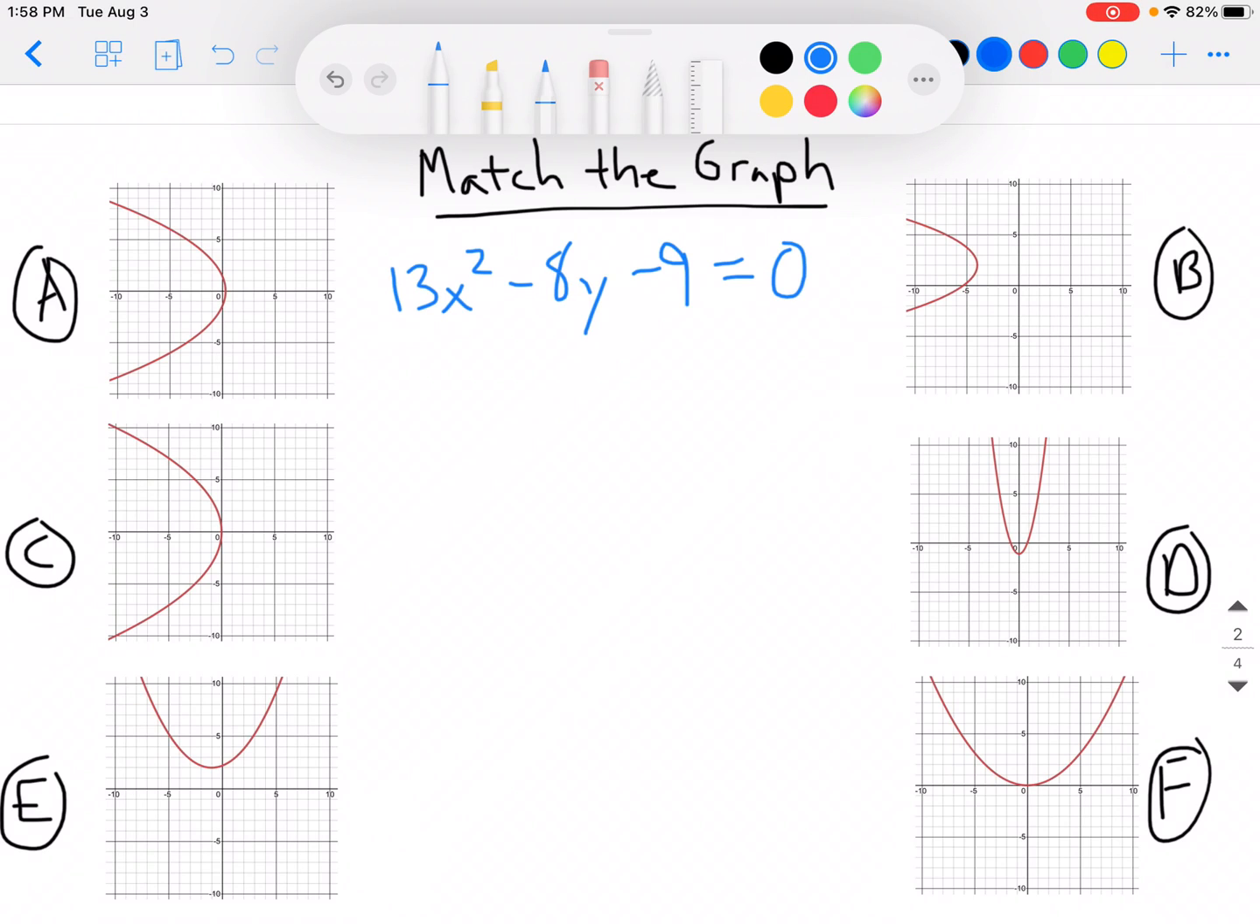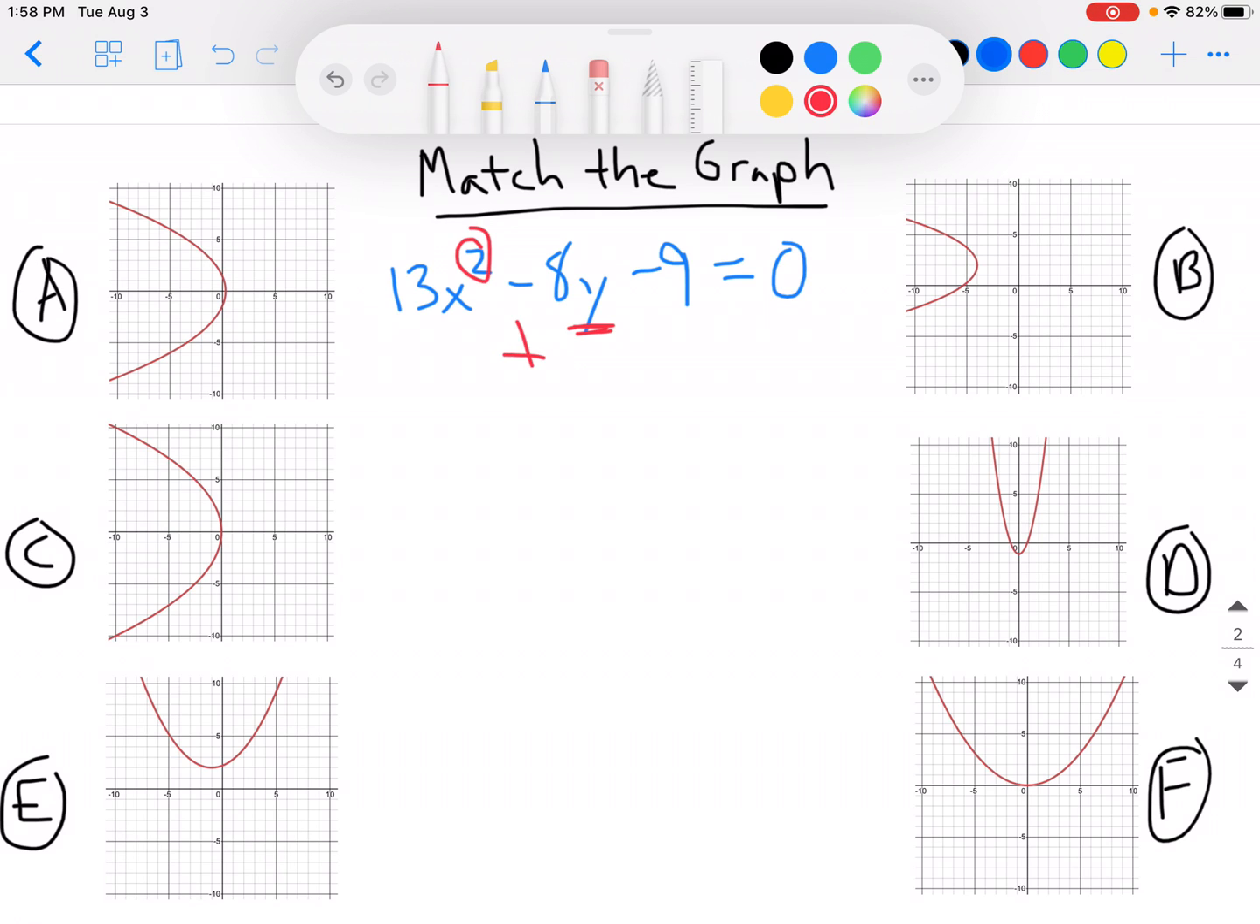Hello and welcome to this video where we're going to match the graph of a parabola based off of its equation. So let's take a look at this equation and let's see what I'm able to ascertain from it. A few things: I don't like how it's written right now. I like it written as either x equals or y equals. My goal here is to solve this one for y because I have an x squared.